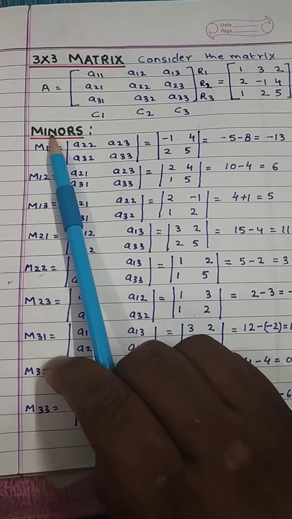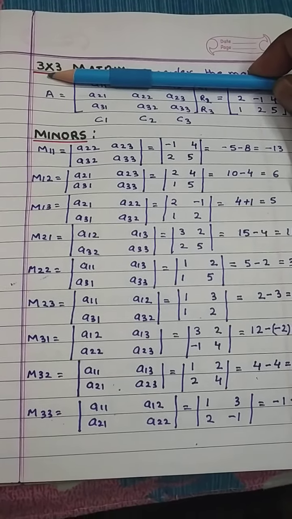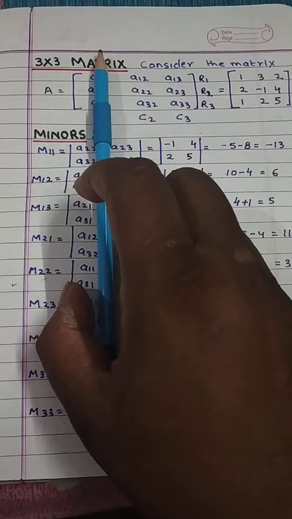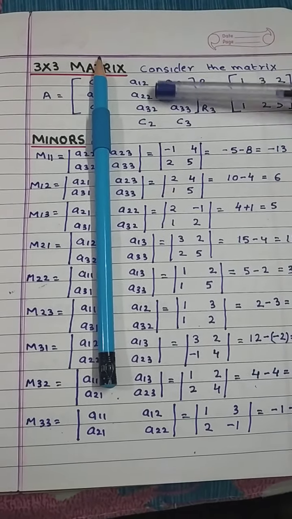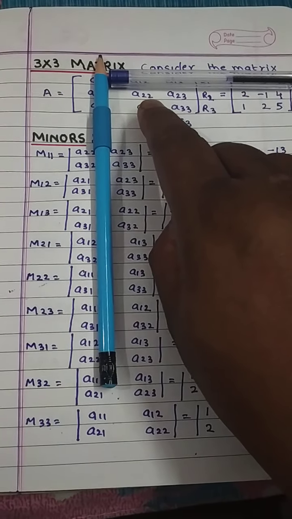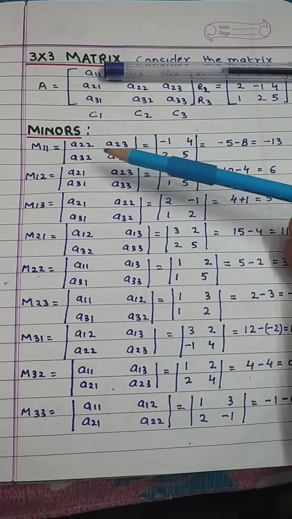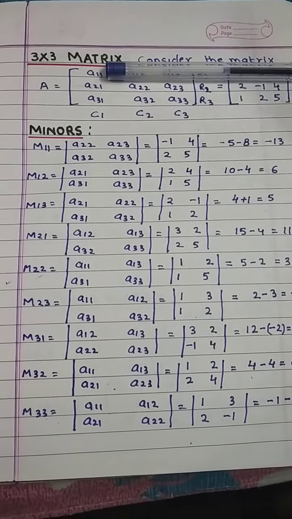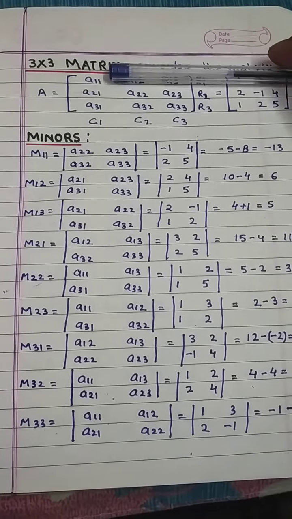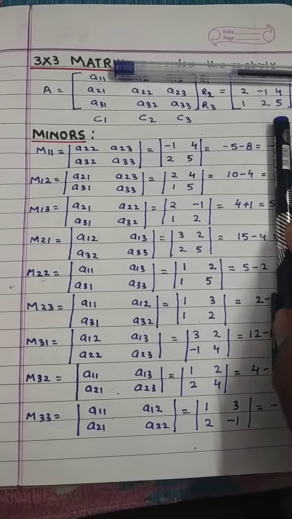What is a minor? Again, M11 requires that we hide the first row and hide the first column. What do we get here? If we hide the first row and first column, we get A22, A23, A32, A33. See, A22, A23, A32, A33. Now let us do it over here. In the example, hide the first row and hide the first column.